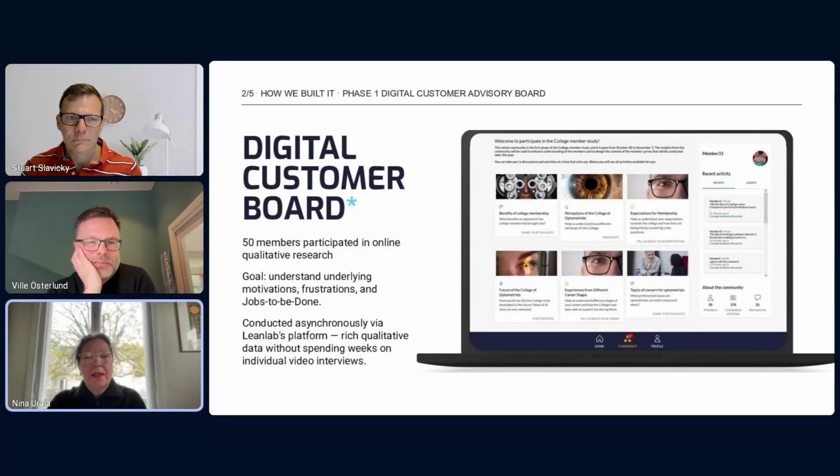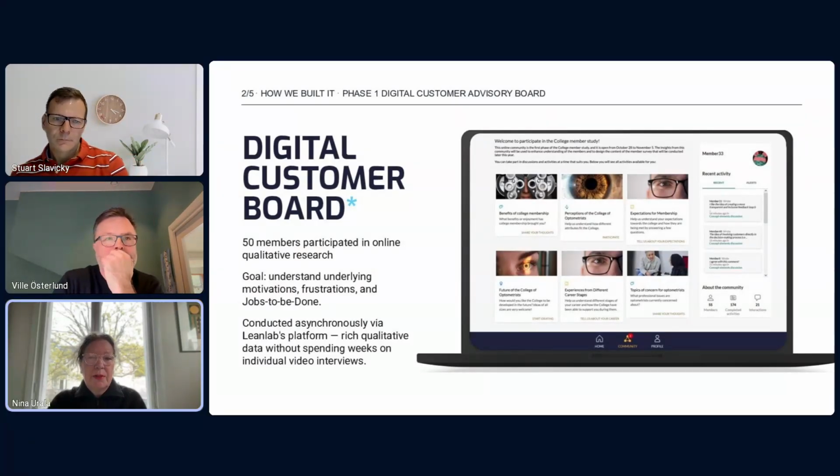In phase one, we conducted qual research with approximately 50 college members across different profiles. They had different career stages and different practice types, and their levels of engagement with the college varied. So we got a really good group of people attending the qual phase.